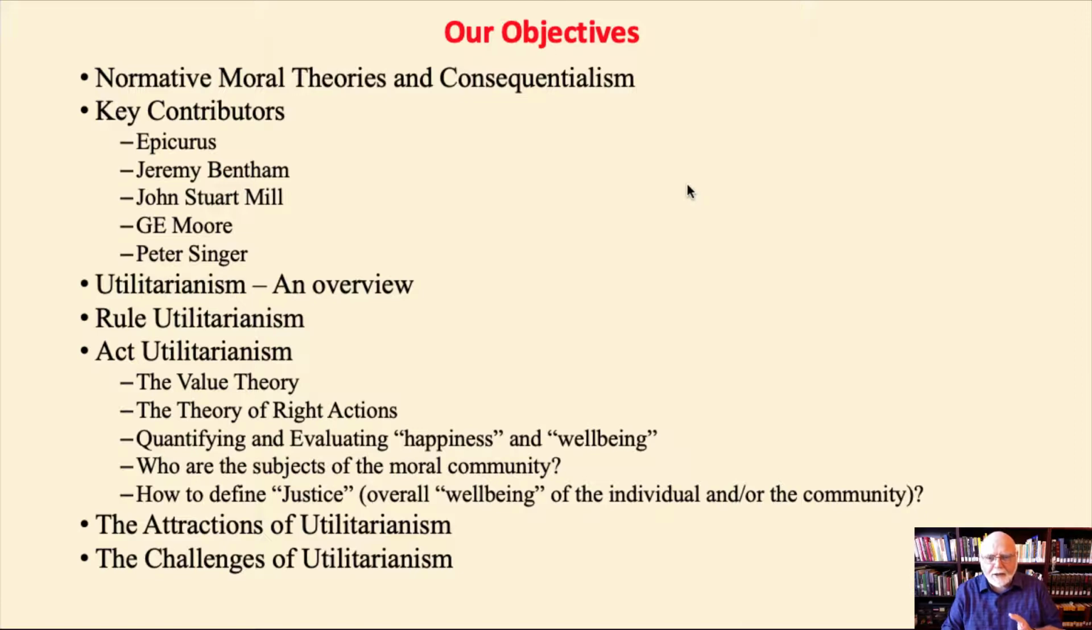And looking at how you define happiness and well-being, and asking who are the subjects, who is involved in this community of morality to which we are applying these principles. And then we'll have a brief look at how we define justice in terms of utilitarianism. And we'll sum up with some observations about the attractions of utilitarianism and the challenges to utilitarianism. So that's where we're going.